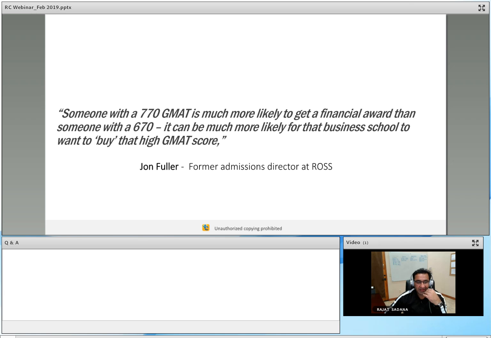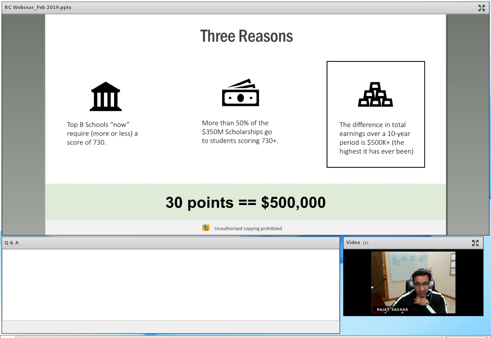And here is a quote from John Fuller, who's a former admissions director at RC. He says, someone with a 770 is much more likely to get a financial reward. Why? Because the B school would likely be buying that high GMAT score. The third reason, so admission, statistical data out there, scholarships. I think if you do the research, you can probably get some data, not as much as we provide, but you can definitely get some data.